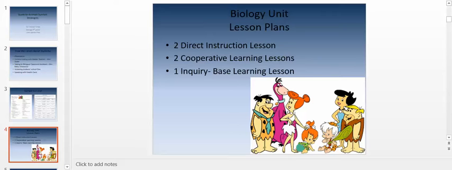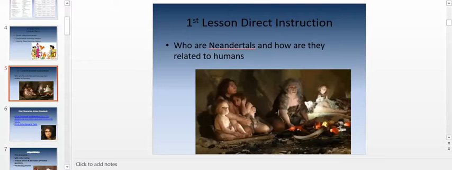So my biology unit consisted of 2 direct instruction lesson plans, 2 cooperative learning lessons, and 1 inquiry-based learning lesson. So for my first direct instruction lesson, I chose an article which talks about the Neanderthal DNA being connected to human DNA at a much earlier time than previously has been thought. So I named this lesson with a driving question: who are Neanderthals and how are they related to humans?